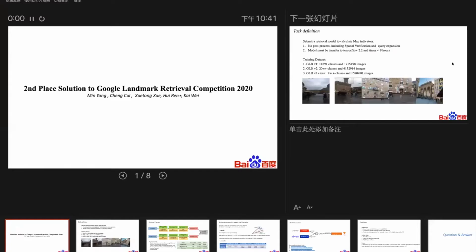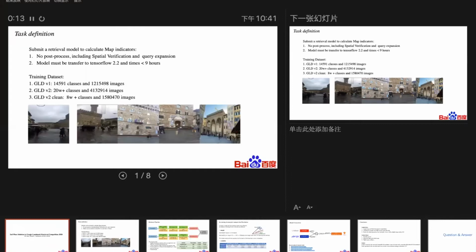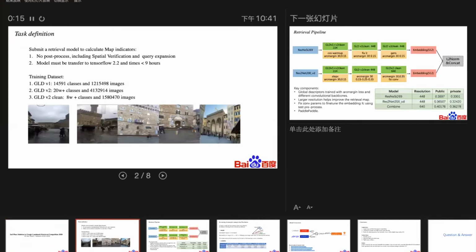Hello. Hello, everyone. Our team is PYSJ, which comes from Baidu. We're honored to share the solution of the landmark retrieval competition 2020 with you. First of all, let's take a look at the task that the competition solved. As the organizer said, we need to submit a TensorFlow 2.2 model to calculate the mAP metric.